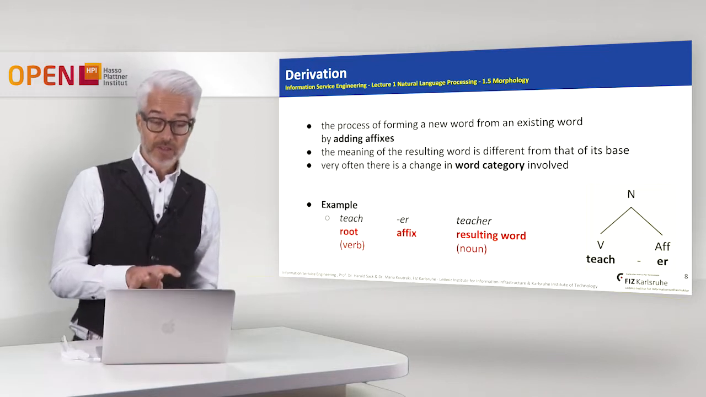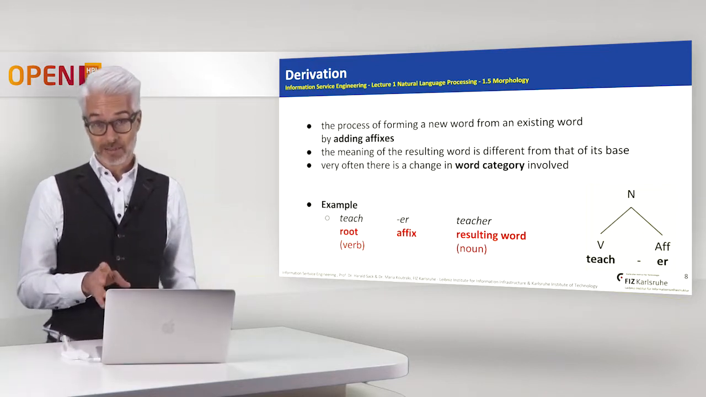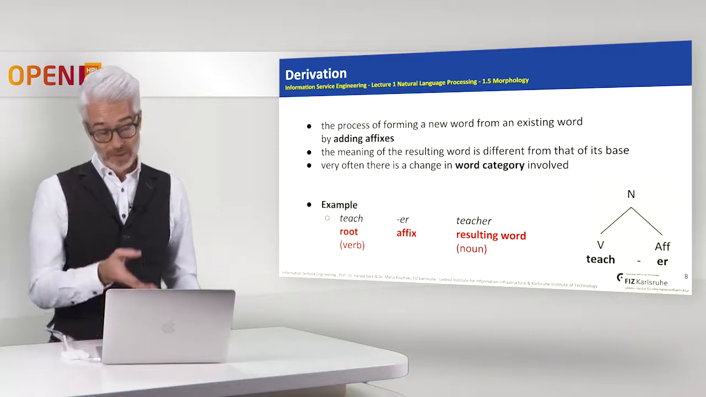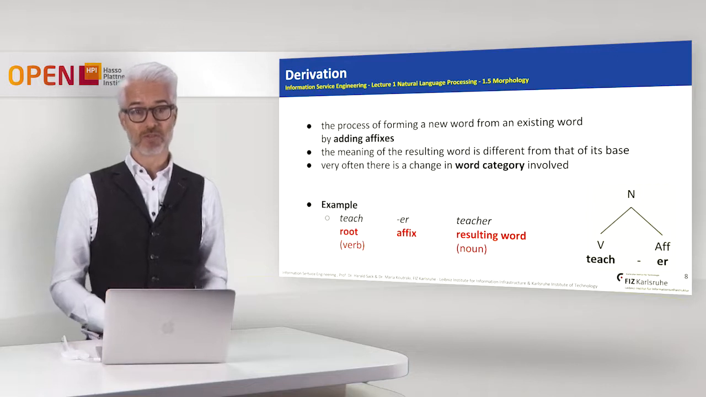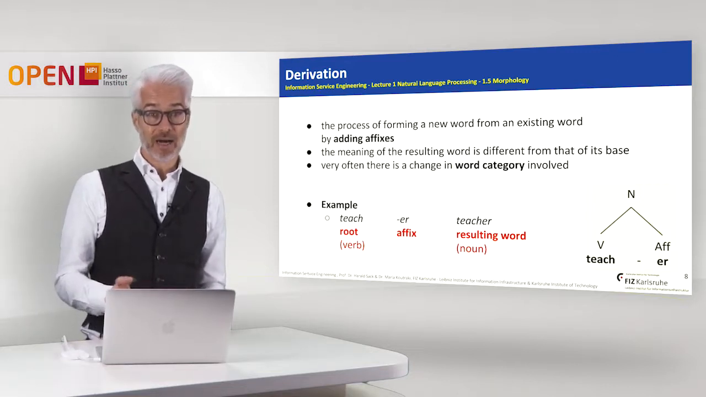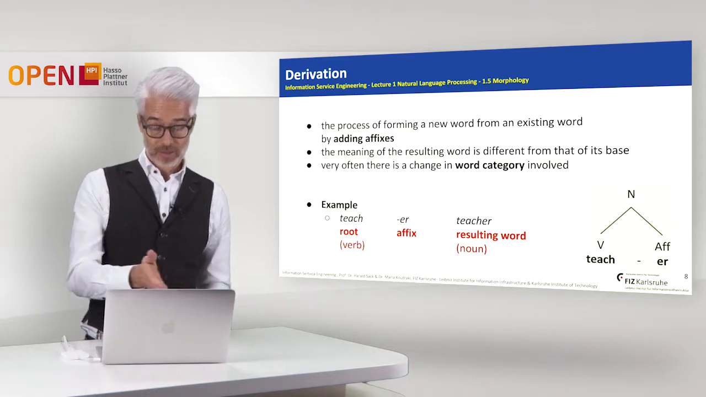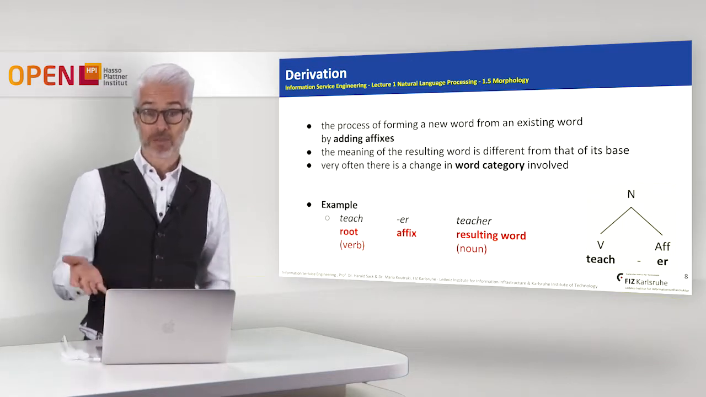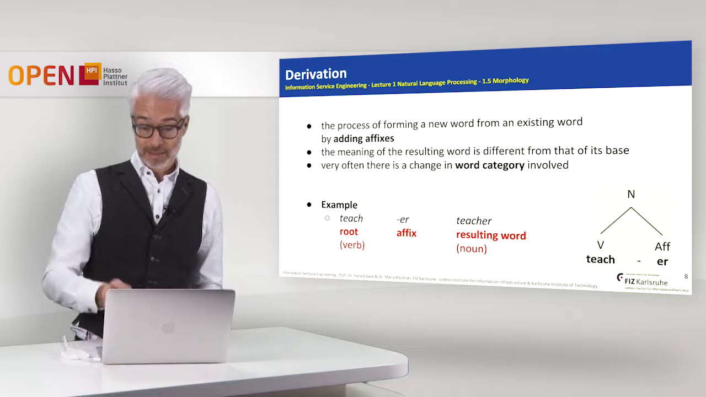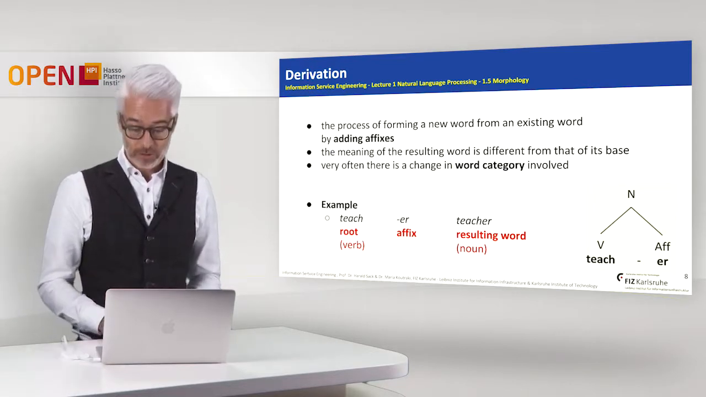And very often also, there is a change in word category involved. But this is not always the case, but in most of the cases. A very simple example for that, you see here the root teach, which is a verb. And by adding the affix er, you become teacher, which is the resulting word, and you see the category has changed. Now the verb has become a noun. And of course you can also visualize this again on the right side, as in a morphological tree.